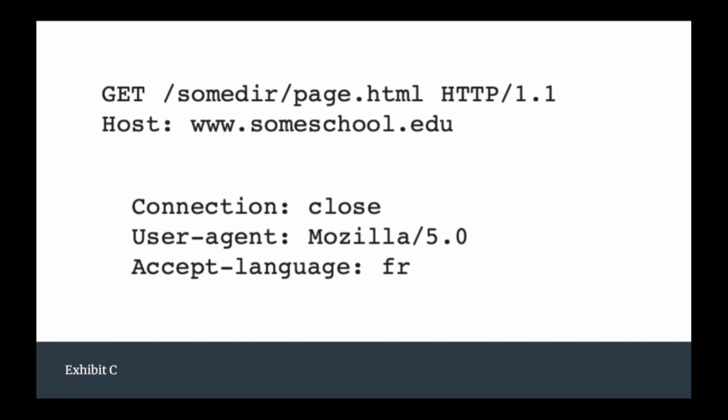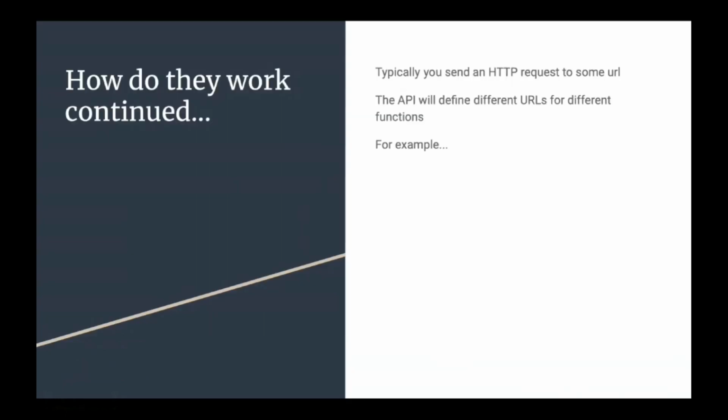User agent just means that it's using a Mozilla web browser, and the accept language means that the client is expecting to get French back. If they were expecting English, maybe it would be en. A lot of this you don't need to worry about for today, but if you're interested in learning more about HTTP or other networking topics, I would recommend taking the networking class, which is ICSI 416.